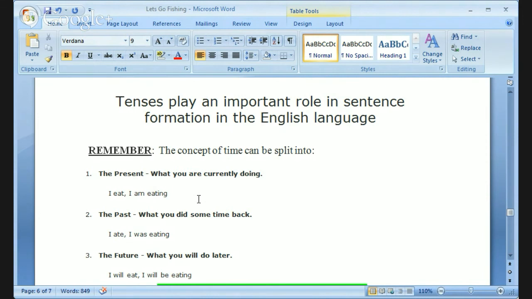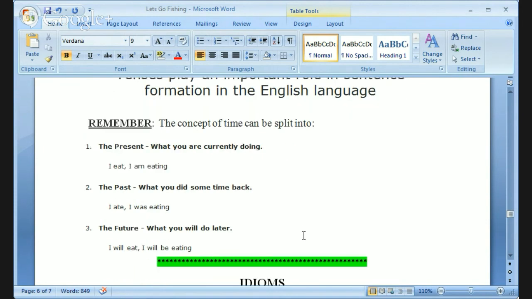Here's my story. Today I am fishing with my friends Amari and Dennis and Elise. Yesterday we went fishing but we didn't catch anything. Tomorrow we will catch fish but we will fish in a different lake. Okay? So can you see how I gave you the present, the past, and the future? Who would like to go first?